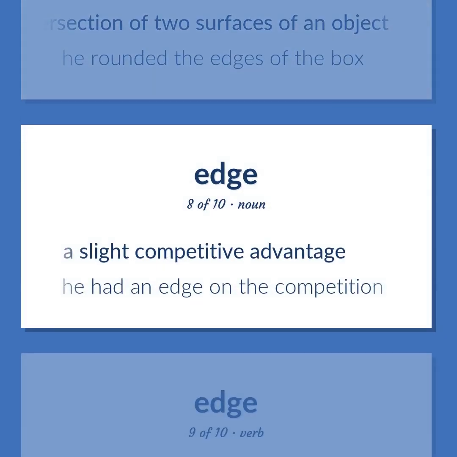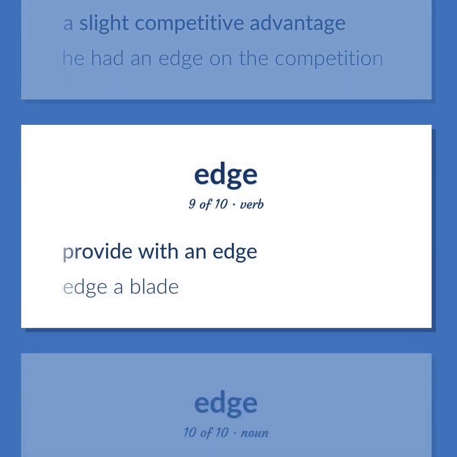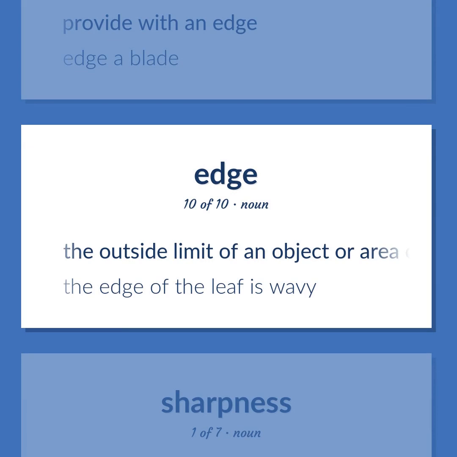A slight competitive advantage. He had an edge on the competition. Provide with an edge. Edge a blade. The outside limit of an object or area or surface. A place farthest away from the center of something. The edge of the leaf is wavy.